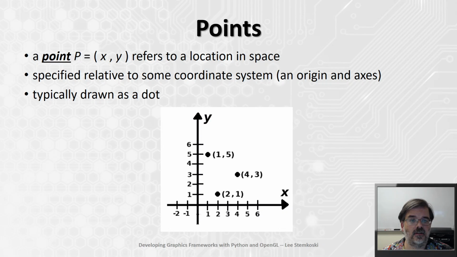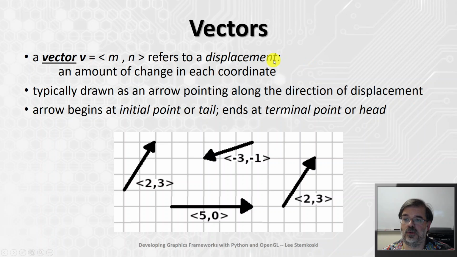So to begin, we have the idea of a point. A point just refers to some location in space. It only makes sense if it's relative to some coordinate system, so we have to know where the origin is, and we have to know where the axes are. And each point is typically drawn as a dot. So for instance, here we have the point (2, 1), and over here we have the point (1, 5), and over here we have the point (4, 3). Okay? Three points.